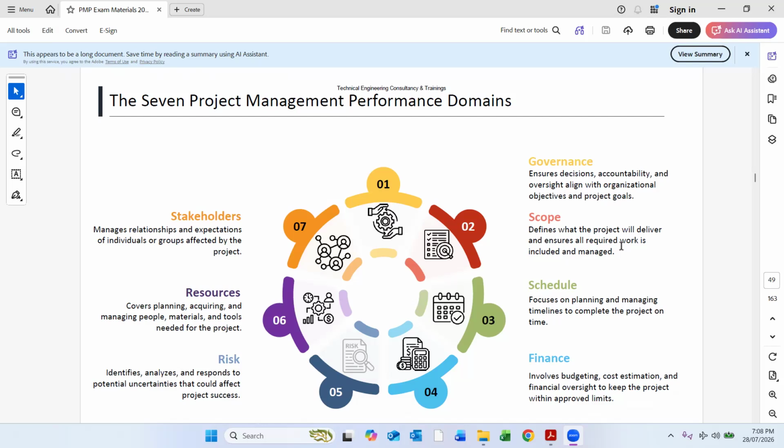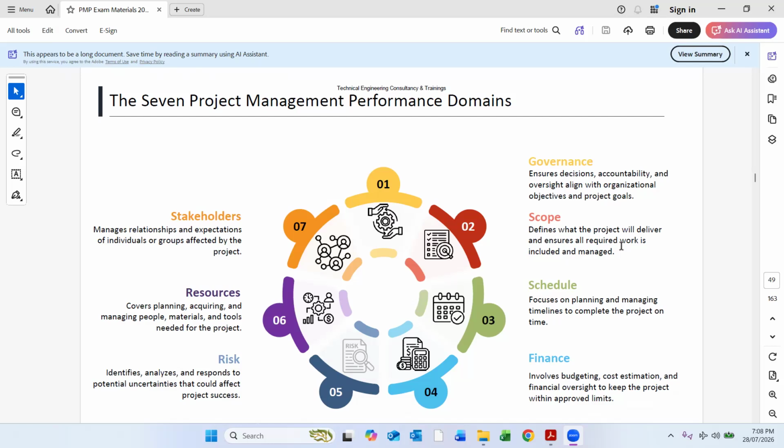In scope, as a performance domain, it will define what the scope of work is and what is required to manage and to complete the project. That is called the scope. In scope, we have deliverables also. We have scope deliverables, so we try to complete scope deliverables and deliver the deliverables within the time frame. The time frame is called a schedule.